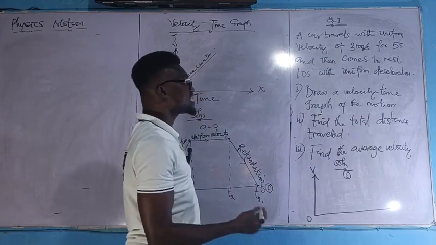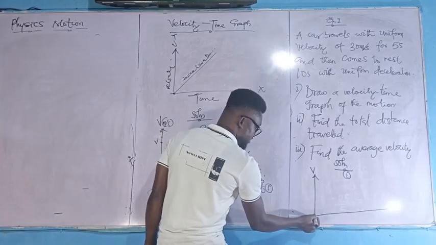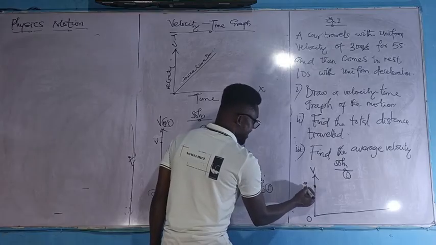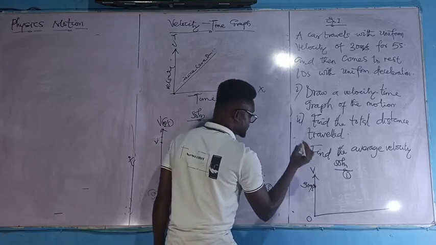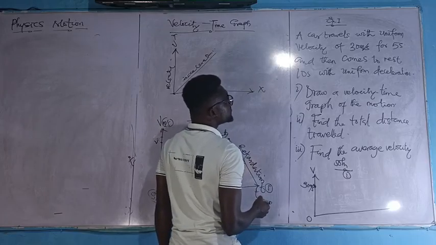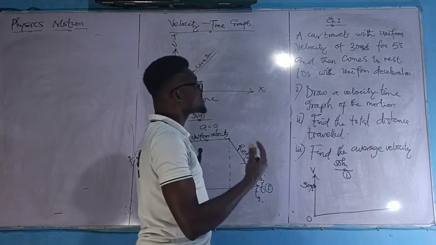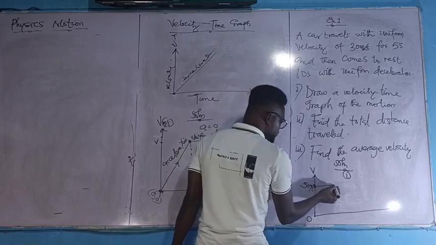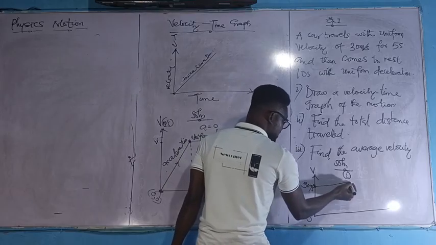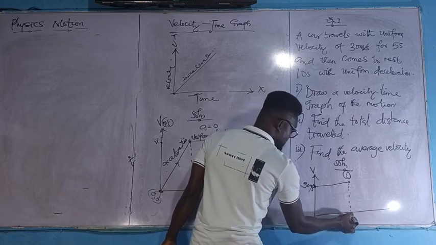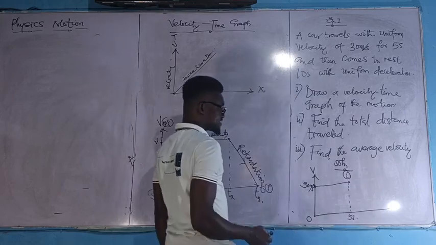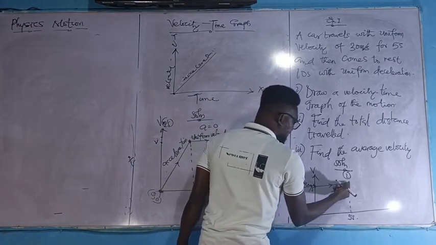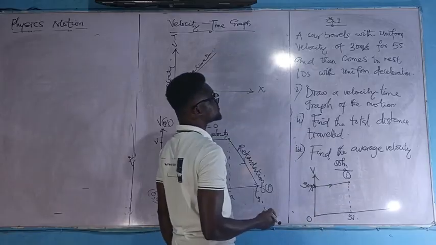So the initial velocity is not 0. And here is the origin. Maybe we get to a point here as the velocity is 30 meters per second. Now for 5 seconds, remember it travels with uniform velocity. So it travels from here to this very point, 5, in 5 seconds, right? So this is uniform. That is no change. It maintains 30 meters per second in 5 seconds.